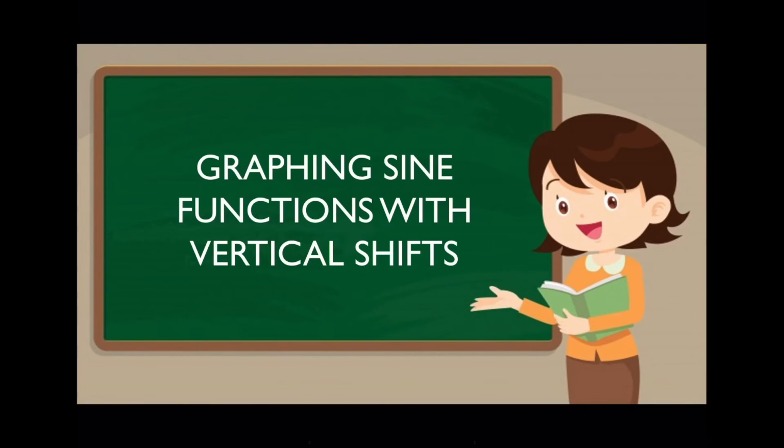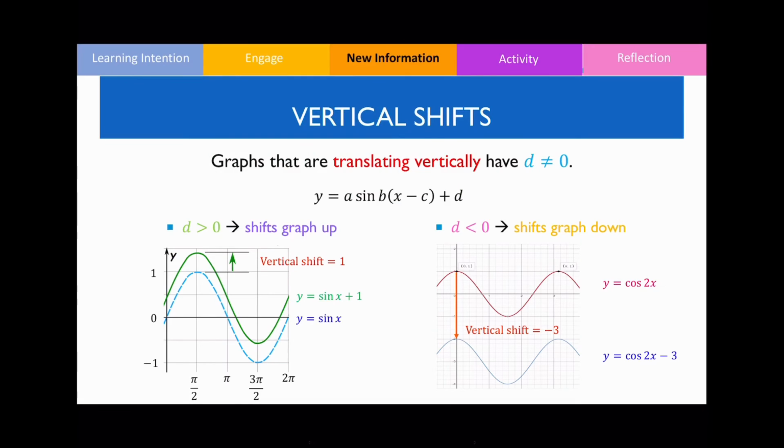We are now moving to the last part of the lesson where we're going to be graphing sine functions with vertical shifts or vertical translations. Whenever you've got a vertical translation, that's essentially when your d value is not equal to 0. If you've got a positive d value, that means you're shifting the graph upwards, as you can see over here by the green graph.